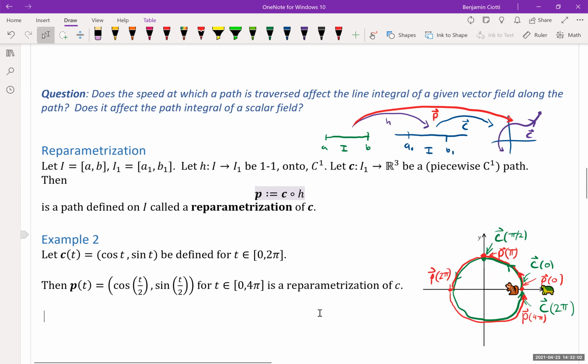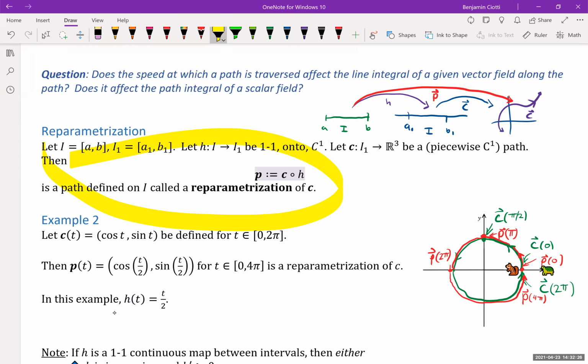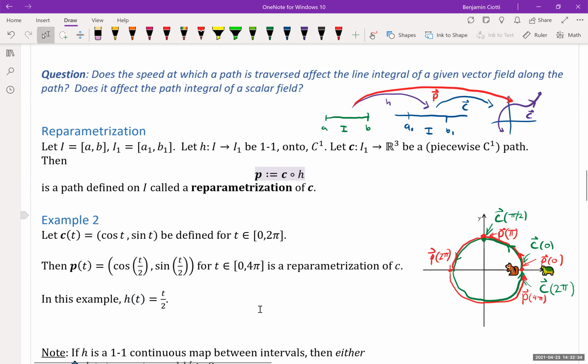There's a million different reparametrizations. That's one of them. In this example, by the way, the function h of t apparently was t over 2. In comparison with the definition of reparametrization, that function h, in this example, was t over 2. Any questions on this so far?